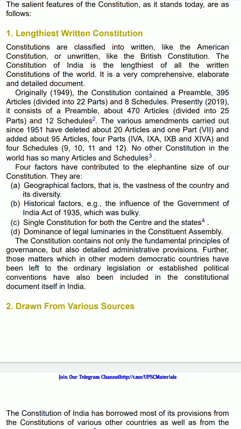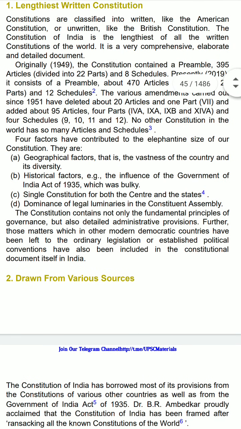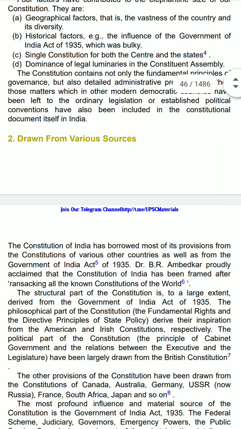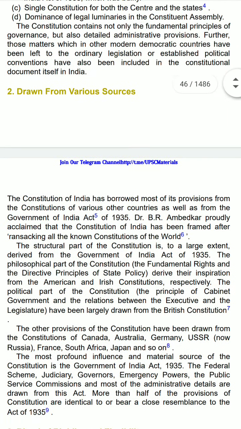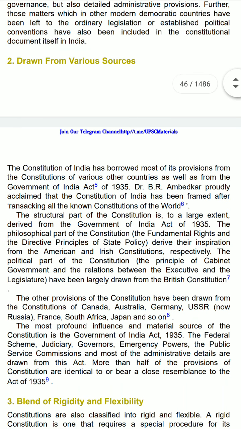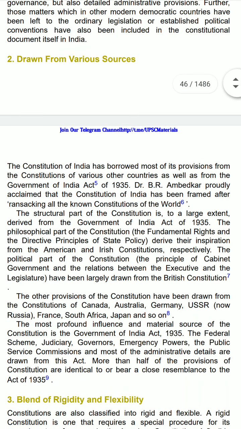Further, those matters which in other modern democratic countries have been left to ordinary legislation or established political conventions have also been included in the constitutional document itself in India. Sources drawn from various places: the Constitution of India has borrowed most of its provisions from the constitutions of various other countries as well as from the Government of India Act of 1935.